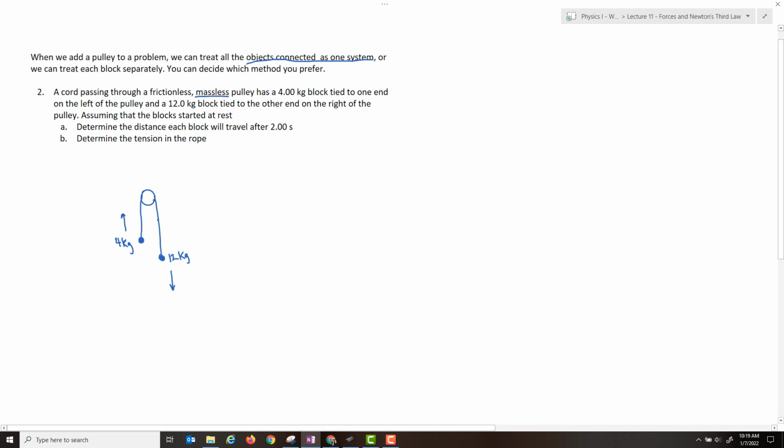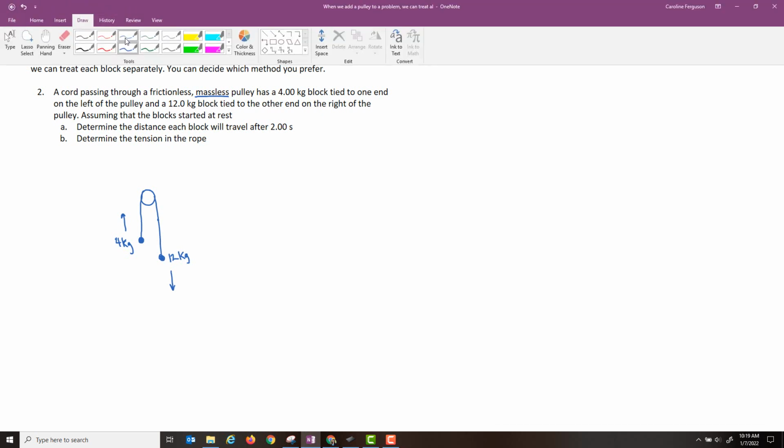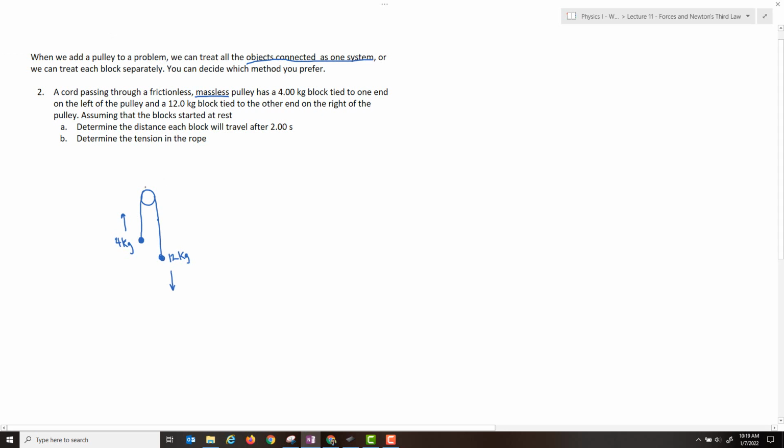So when that's the case, then we can basically just treat the pulley as though it has no mass, and we're going to treat this as one big system. Later on, when it has a mass, we're going to be doing this a little bit differently. Okay, but for now, we're going to do it this way. So as long as your question says that it's massless, then you can do it this way. So we're going to treat the whole system, so this whole thing, as one big system.